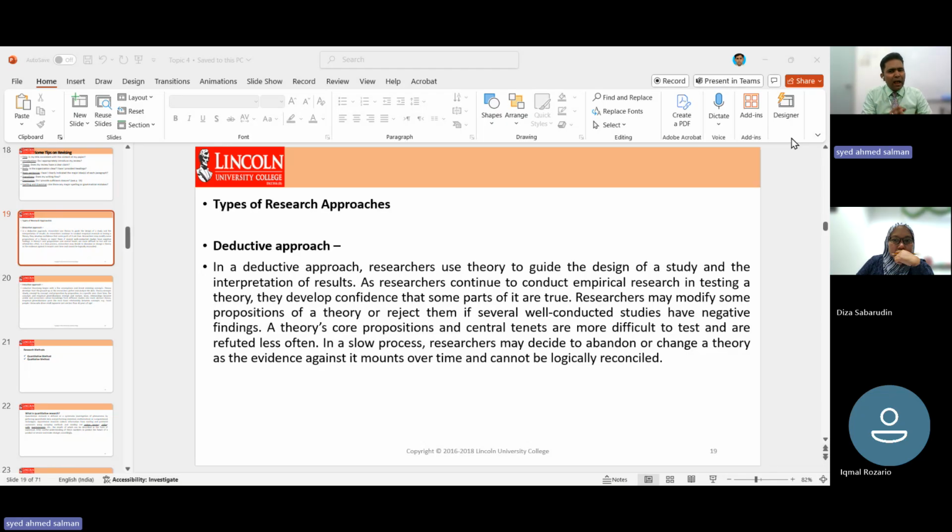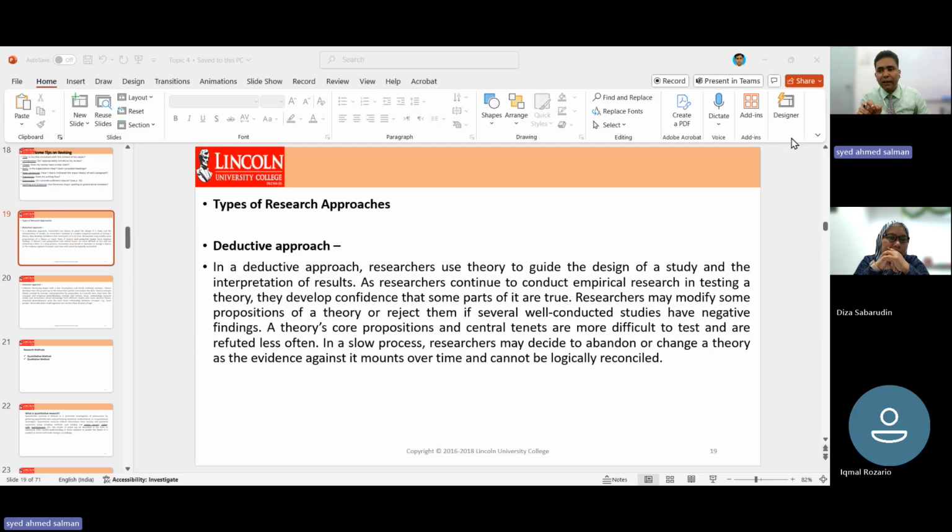of results. As researchers continue to conduct empirical research in testing a theory, they develop confidence that some parts of it are true. Researchers may modify some propositions of a theory or reject them if several well conducted studies have negative findings.